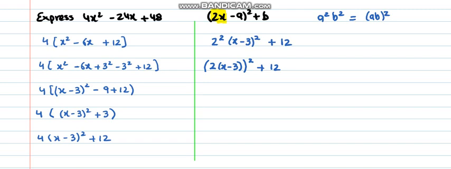Now I can write this as 2x minus 6 whole square. So this becomes 2x minus 6 whole square plus 12, which is the form which we want, 2x minus a whole square plus b. So this a equals 6 and this b equals 12.